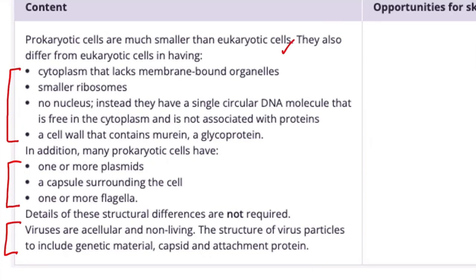They also differ from eukaryotic cells in the fact that the cytoplasm lacks membrane-bound organelles. We've looked at that already. They have smaller ribosomes. Remember, they have 70S ribosomes and not 80S ribosomes. They don't have a nucleus, okay? Instead, they have a single circular DNA molecule that is free in the cytoplasm and is not associated with proteins, okay? So if you remember, the DNA which is present in eukaryotic cells is histone bound.